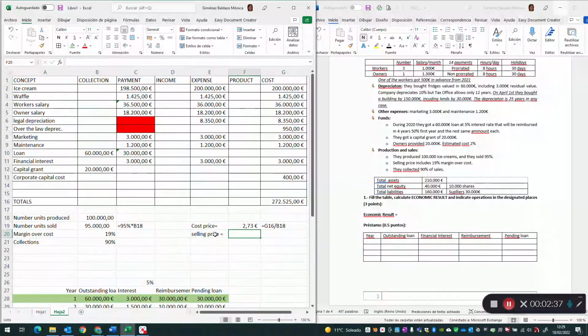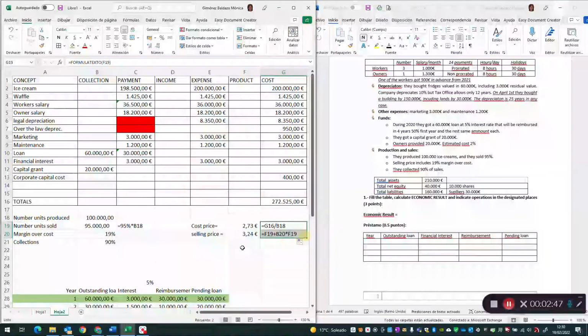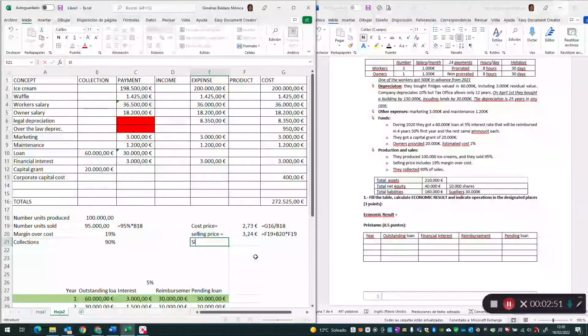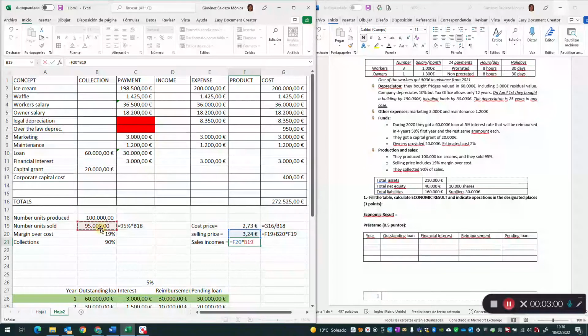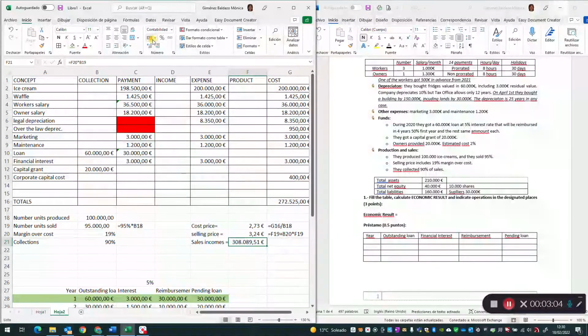Okay, let's go now for the selling price. The selling price is cost price plus a margin, and the margin is 19% of that cost price. Good. There we have selling price. Now we can calculate sales incomes, because sales incomes are the selling price multiplied by the number of units sold. And in this case, it's also euros.